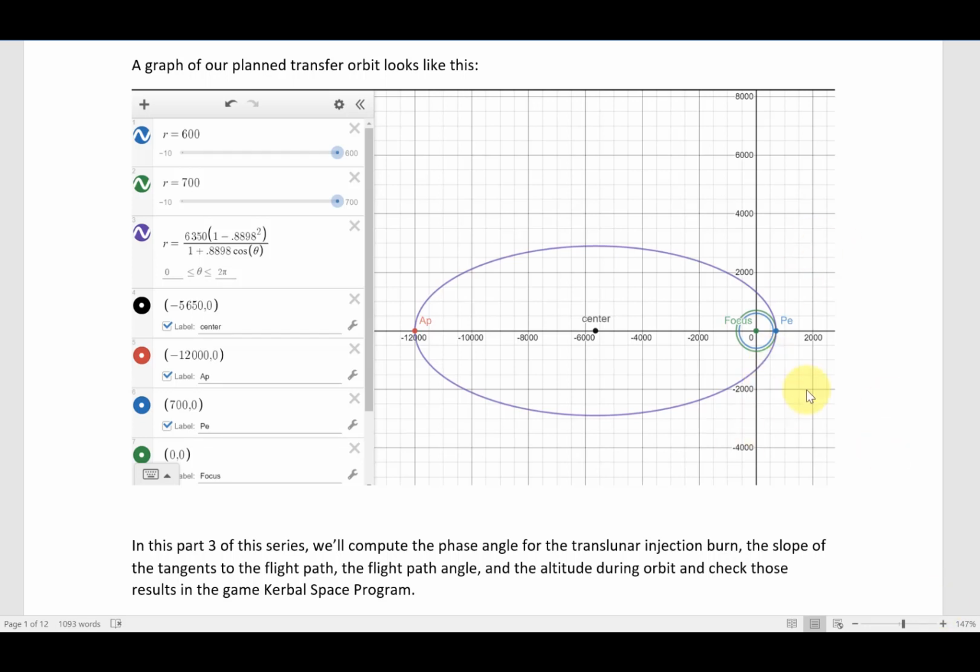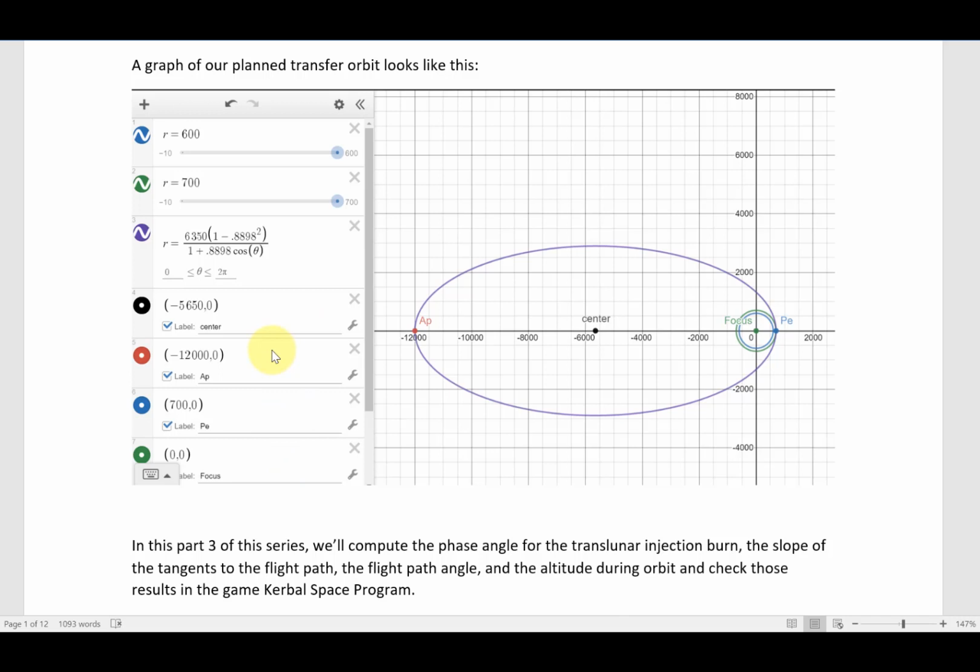A graph of the planned transfer orbit looks like this purple curve. This is the elliptical transfer orbit that we're going to follow to get out to the Mun. The Mun is the moon of the planet Kerbal. So Kerbal has a radius of 600 kilometers. That's this inner circle. And we're at a 700 kilometer radius orbit that is 100 kilometers above the surface of Kerbal. And the transfer orbit that we're going to follow has a semi-major axis of 6,350 kilometers and an eccentricity of 0.8898, two values that were calculated in part 2 of this series.